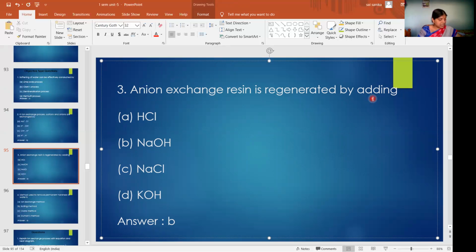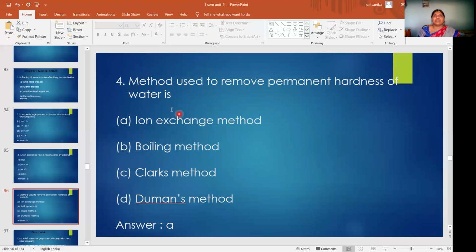So how is it regenerated? Either HCl, NaOH, NaCl, KOH. Anion means basic resin. Basic resin is regenerated by adding base only. The HCl, wrong. This is NaCl salt. Here two bases, NaOH, KOH. So what is the answer? This is NaOH. By passing strong base, NaOH, you can regenerate anion exchange resin. So answer is B. Next, fourth question.